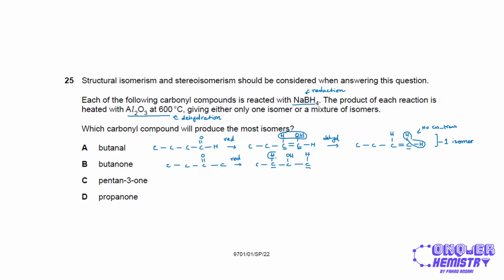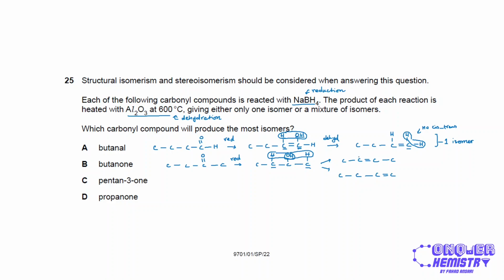So you could get rid of either this H with the OH during dehydration, or you could get rid of the OH and this H. So you're going to get two products, right? The first product is going to be C, C, double bond, C, C, right? And the second is going to be C, C, C, double bond C. The double bond is at the end.